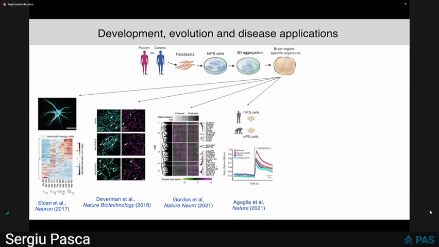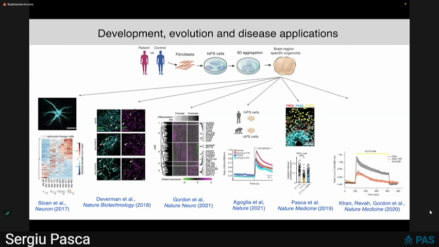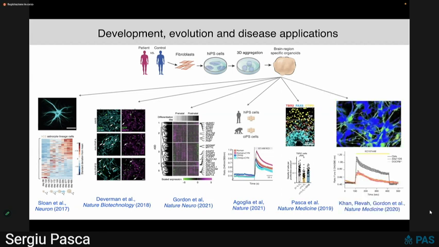to ask questions about human and chimp evolution by creating hybrid iPSCs, or to ask questions about disease, both environmentally derived, such as hypoxic encephalopathy or prematurity, or very common forms of genetic disease, such as 22q11 deletion syndrome, which is the most common genetic cause of schizophrenia that we know of.